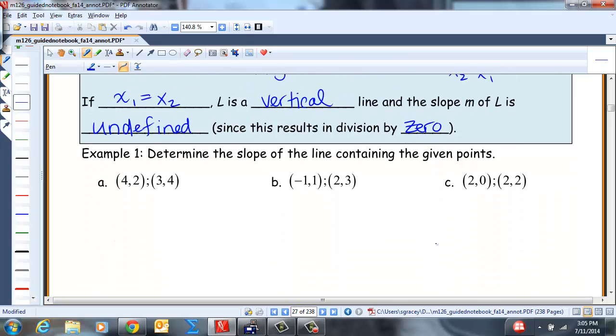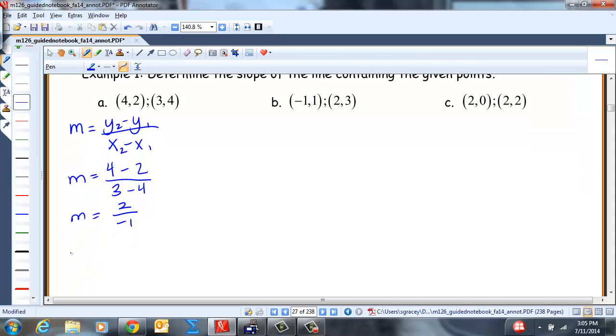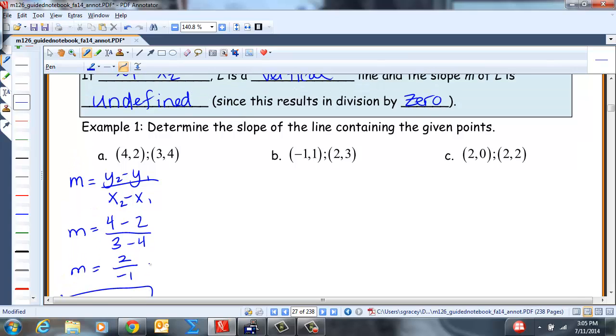So let's figure out the slope of the line that contains the given points. So in the first one, we would have m equals, so again, it's y2 minus y1 over x2 minus x1. So our slope would be 4 minus 2 over 3 minus 4. So we would have, good, 2 over negative 1, which we would just write as negative 2. So if you'd like, go ahead and pause the movie, try the other two examples, and then check to see how you did.